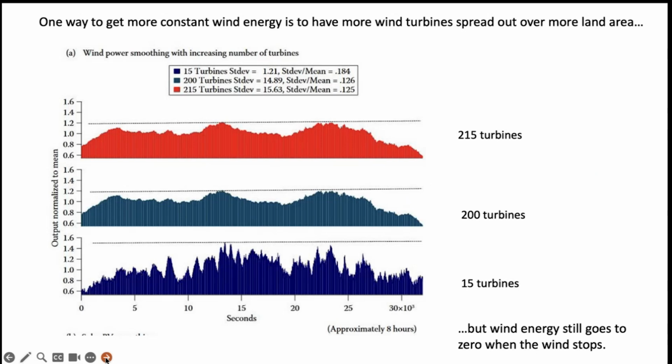So one way to get more constant wind energy is to have more wind turbines spread out over more land area. So here we have 15 turbines. So over about 8 hours, you can see, with fewer turbines, there's going to be more spikiness. But with 200 or 215 turbines, I don't know why they had to show both, because they're basically the same, you get a much better smoothing out. So adding more wind turbines can help deal with some of these problems. And Texas now has tens of thousands of wind turbines.